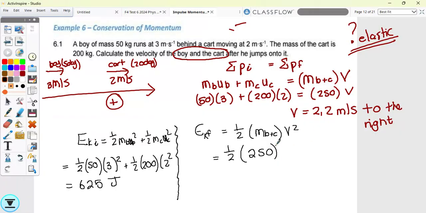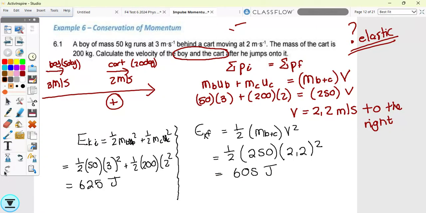And we've calculated the V, so we know that the V is then going to be 2.2 to the right, so it's positive, but it doesn't matter because we're going to square it and it's going to end up being positive anyway. So we can do 0.5 times 250, 2.2 squared. I get, no, I definitely made a mistake. We did 605. 605 joules. So it's not far off, but it's still not the same.